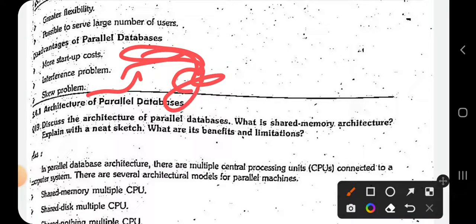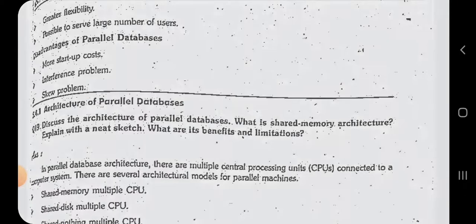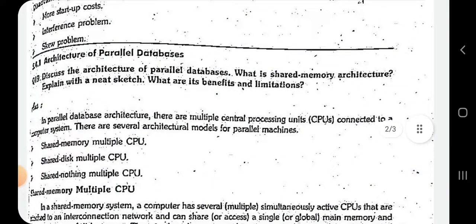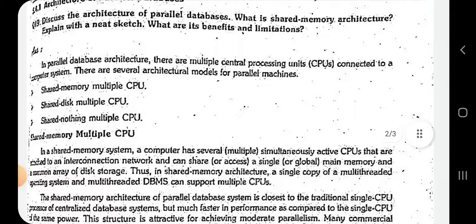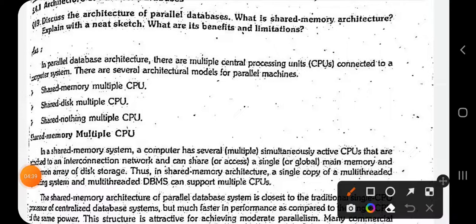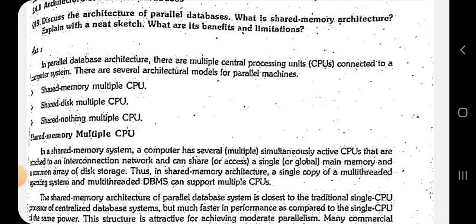Architectures of parallel databases: they are categorized into three types. The first one we can discuss is shared memory multiple CPUs, then shared disk multiple CPUs, and shared nothing multiple CPUs, and we will discuss them in brief one by one.